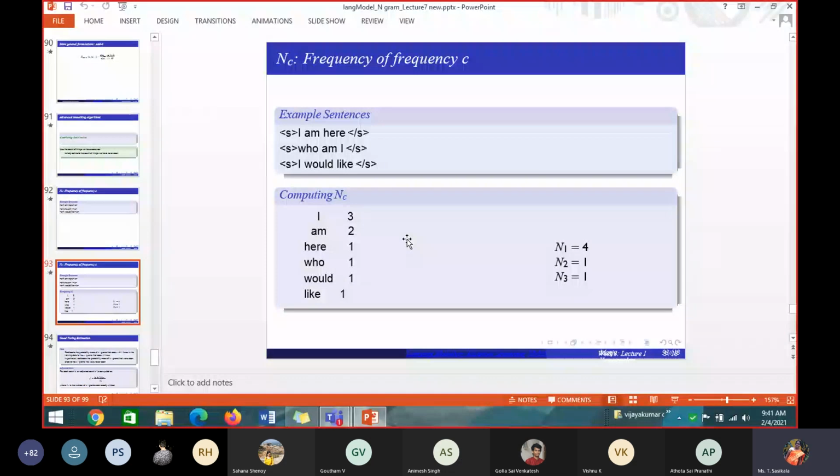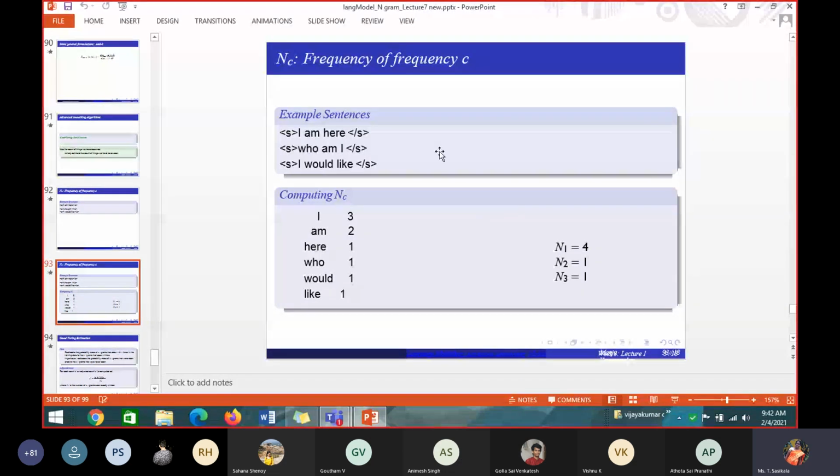N3. N3 is the number of words occurring 3 times in the corpus. I is the only single word which occurs 3 times in the corpus. So the first step is to calculate NC, that is the frequency of frequency. Four words occur with the frequency of 1. One word occurs with the frequency of 2. One word occurs with the frequency of 3. That's all. N4 is not there, that is no words with the frequency of 4. So this is how you have to find the NC.